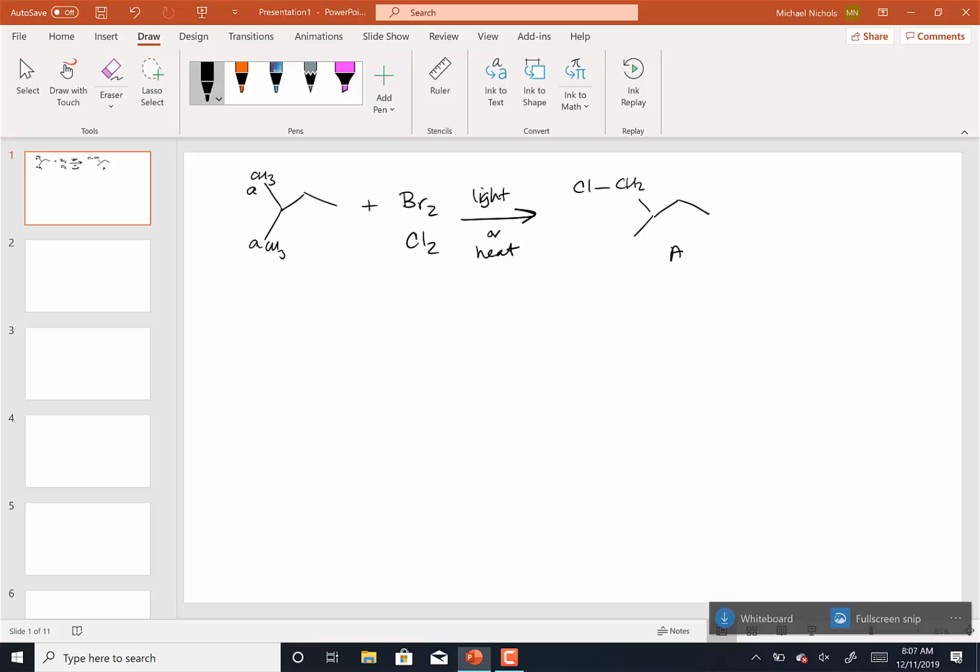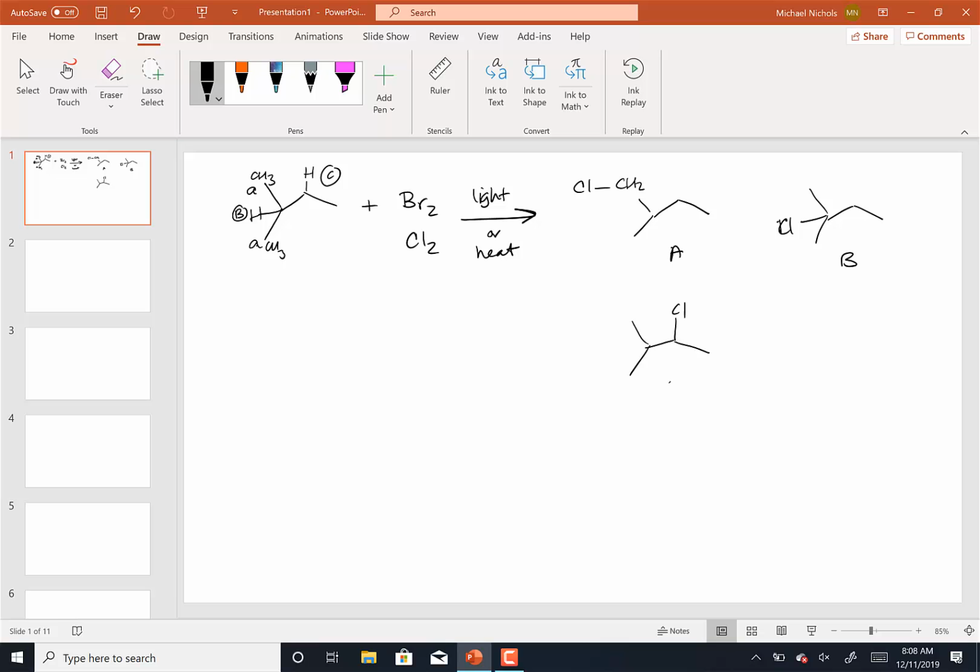Then we have a hydrogen off of here, which we could call B. So product B is going to have a chlorine there. Then we have hydrogens off here, which we can call product C. So we'll have a chlorine there, which would be product C. And finally, we could have a chlorine formed off of the other CH3, and we'll call that product D.